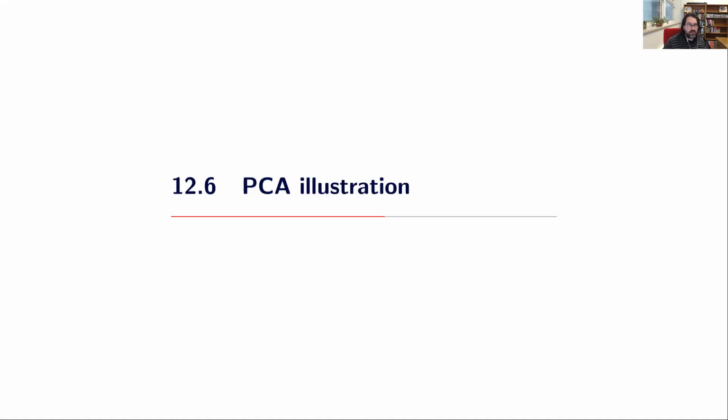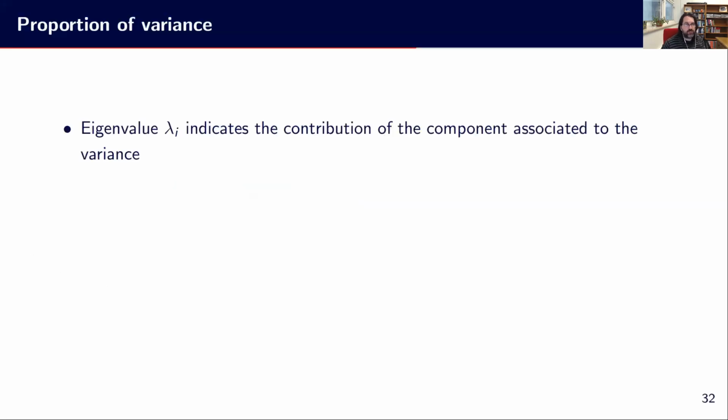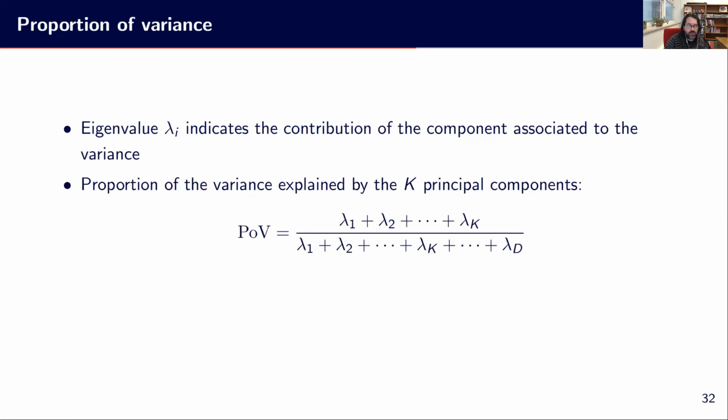So let's now illustrate the principal component analysis. First, we will look at what we call the proportion of variance. Each eigenvalue lambda i indicates somehow the contribution of the component associated to the variance. So we can get what we call the proportion of variance, which is explained by the k principal components. If we just sum the lambda for the k eigenvectors, k components that we keep, and we divide this by the sum of all eigenvalues from 1 to d, we will get some proportion of the variance that is captured by our k principal components.